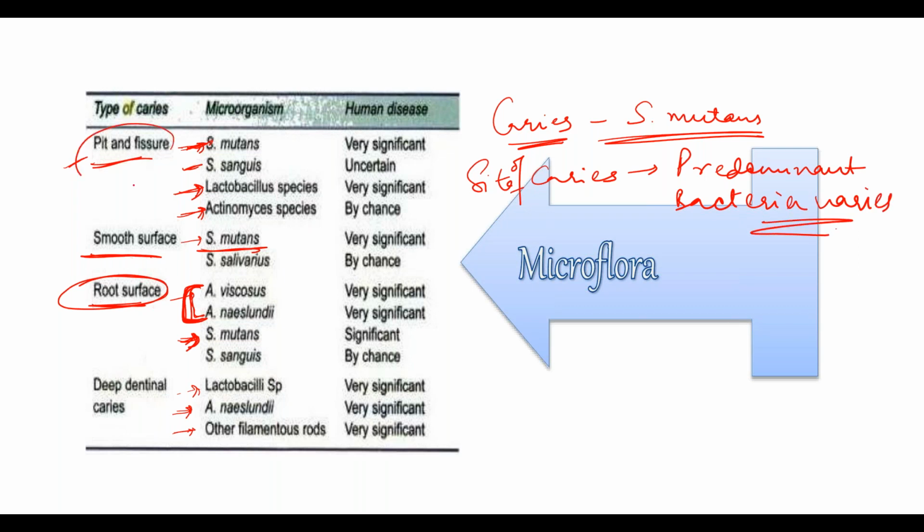If you have pit and fissure caries, Streptococcus mutans is the predominant bacteria present, along with Lactobacilli and Actinomyces. In smooth surface caries, Streptococcus mutans is the only predominant bacteria. In root surface caries, Actinomyces species is the predominant bacteria, along with Streptococcus mutans. And in deep dentinal caries, Lactobacilli, Actinomyces, and other filamentous species are seen.